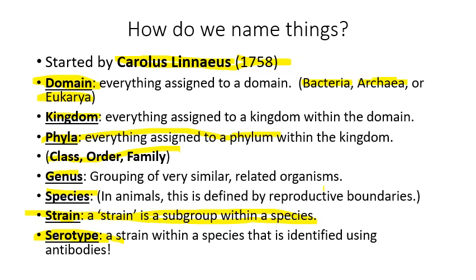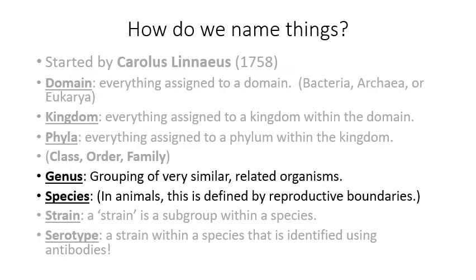In this course, we're going to describe many different serotypes of the same species of bacteria, or several different serotypes of the same species of virus. But generally, genus and species are the two things that we have to know for all of these organisms that we're going to study in this course.